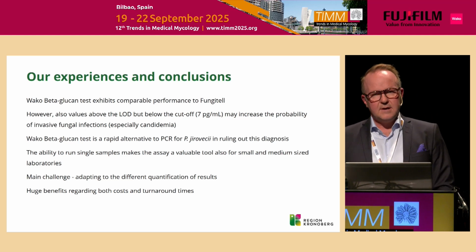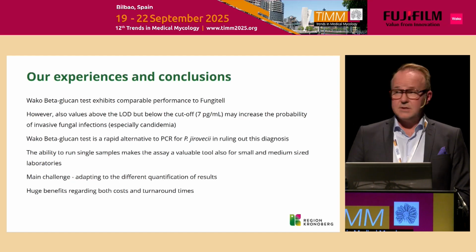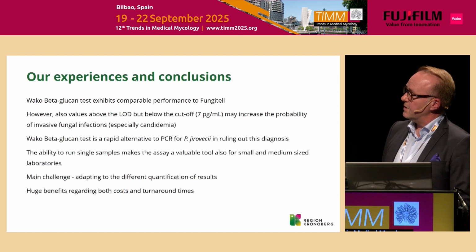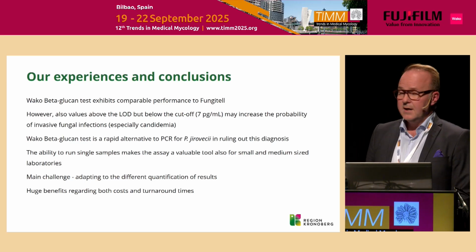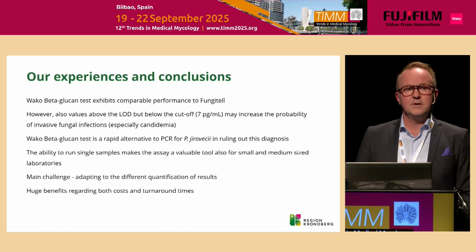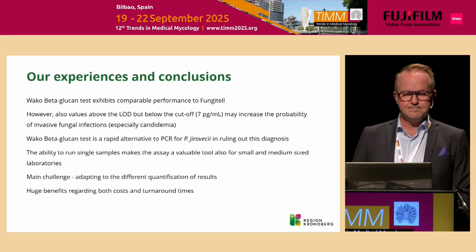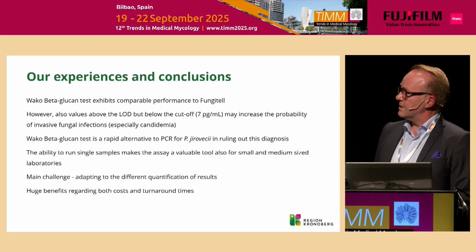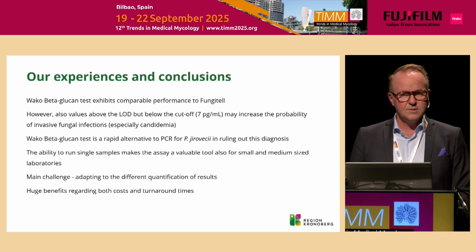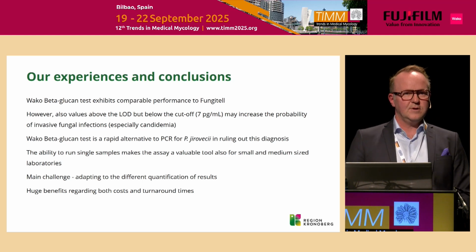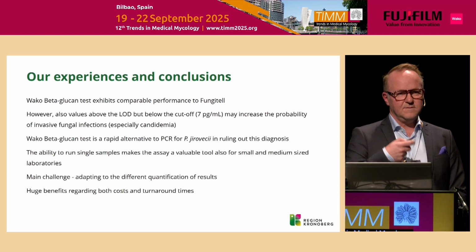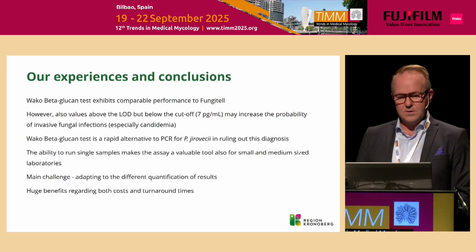And for us who are not offering PCR testing for Pneumocystis, this Wako beta-glucan test has become a very convenient, rapid alternative to PCR testing if there is a clinical suspicion of Pneumocystis jirovecii pneumonia. And the ability to run single samples makes this assay a very valuable tool for us and probably for many other small and medium-sized laboratories as well. And the main challenge has really been adapting to the Wako values instead of the Fungitell values, which we have been using for a long time.